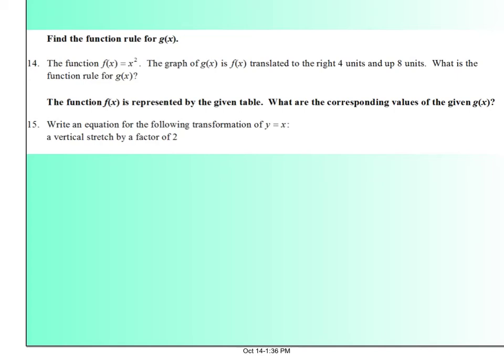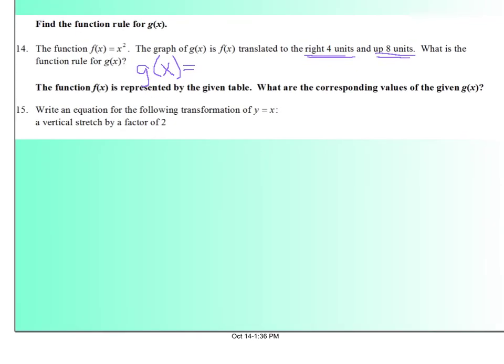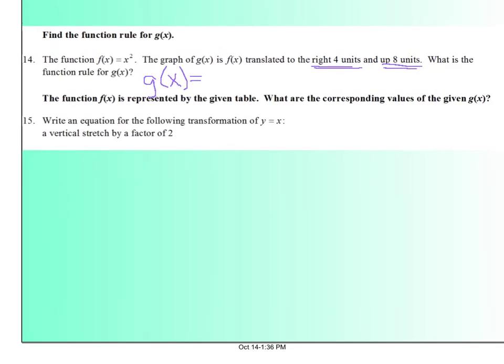All right, numbers 14 and 15. I need to find the function rule. So this time, they're giving me my f of x, and they want me to write my g of x. In number 14, translated 4 units right and 8 units up. So I'm going to say g of x is going to be some function similar to this one, x squared. But I need to make some slight changes. Up 8 units means I'm just going to have a plus 8 tacked on to the end.